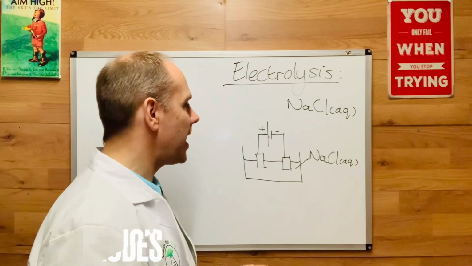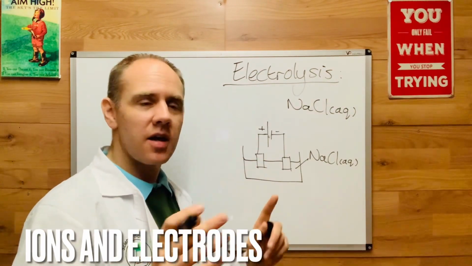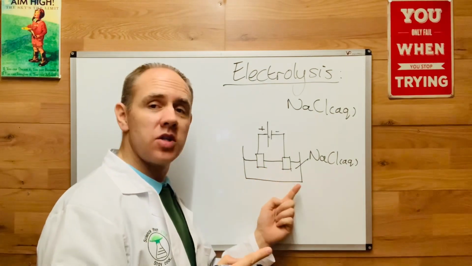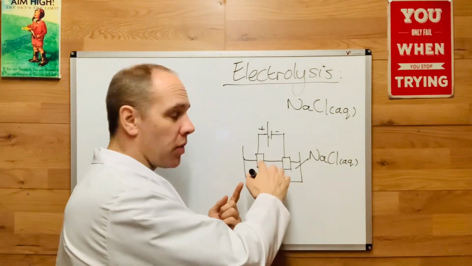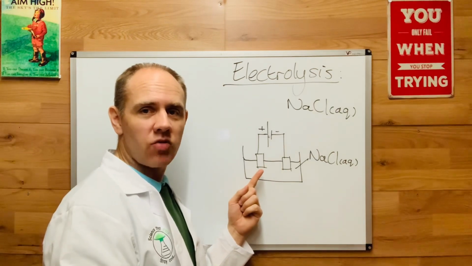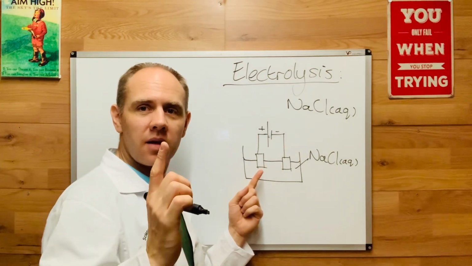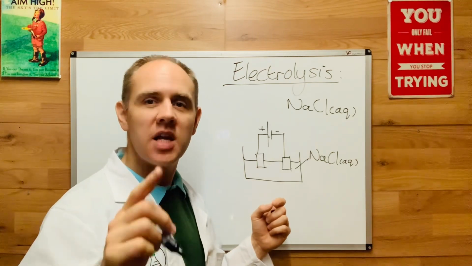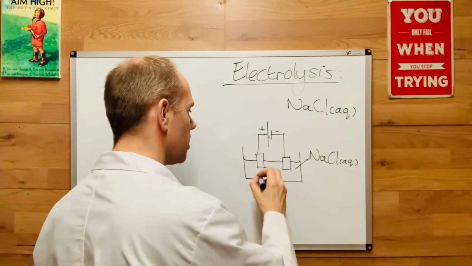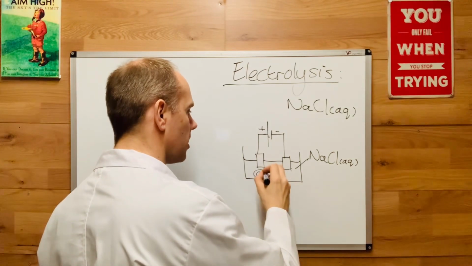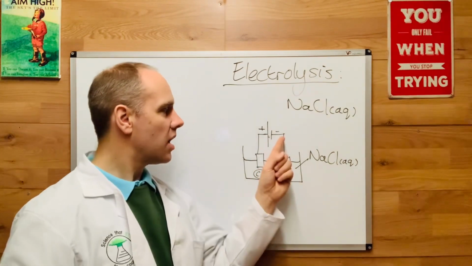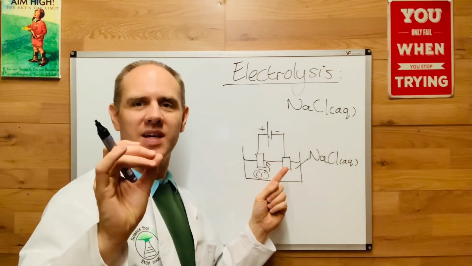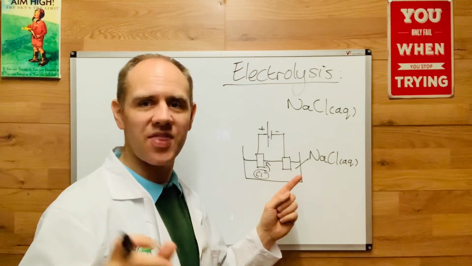Dead easy. Now, whatever the charge is on the electrode, the opposite ion is going to be attracted to it. So this is positive. This positive electrode is called the anode. And the reason it's called the anode is because it attracts anions, negatively charged ions. So the chloride minus ions are going to be attracted here. This negative electrode is going to attract the cations. So it is called the cathode.